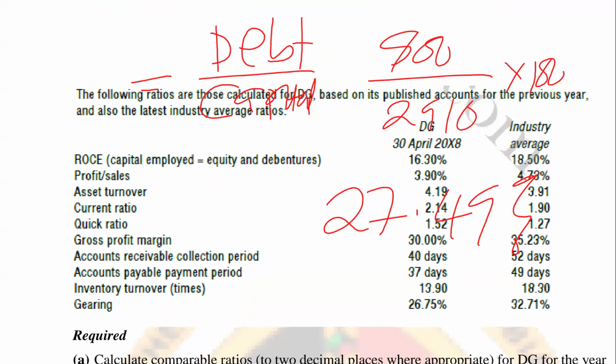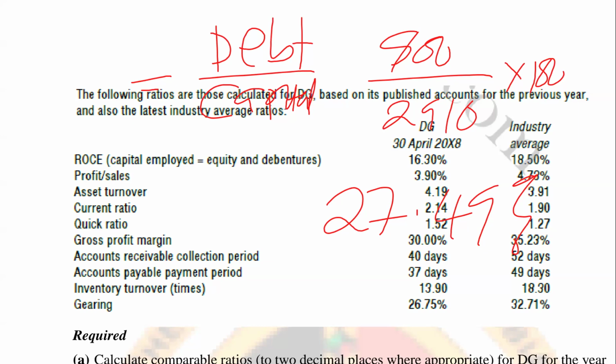Anyway, this year we have slightly more debt than last year. You get it, right? This year we slightly have more debt than last year. The industry has more, but we are still doing better than the industry. On average, people in the industry have more debt in their capital structure than us. You get the point? So that's what is done.